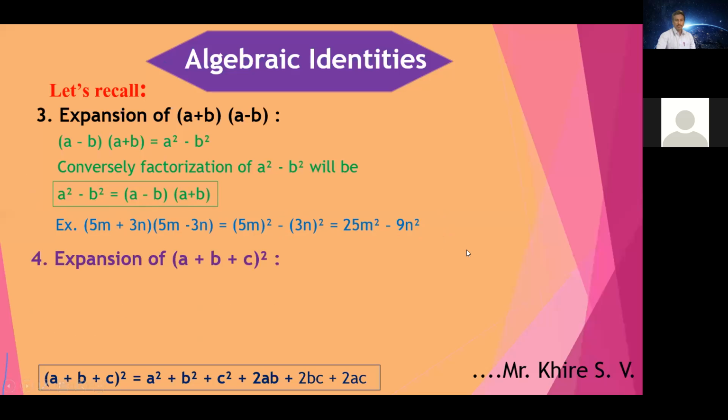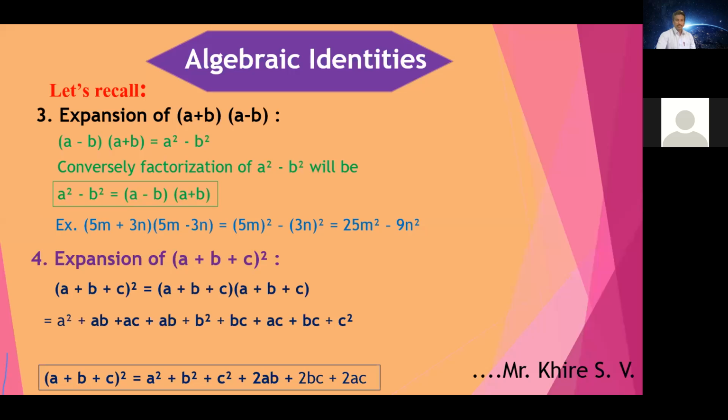Now the next identity, expansion of a plus b plus c whole square. Now three terms are there. A plus b plus c whole square is equal to multiplication of the same bracket twice, a plus b plus c into a plus b plus c. That is a square plus ab plus ac plus ab plus b square plus bc plus ac plus bc plus c square, by multiplying the first bracket with the second bracket.